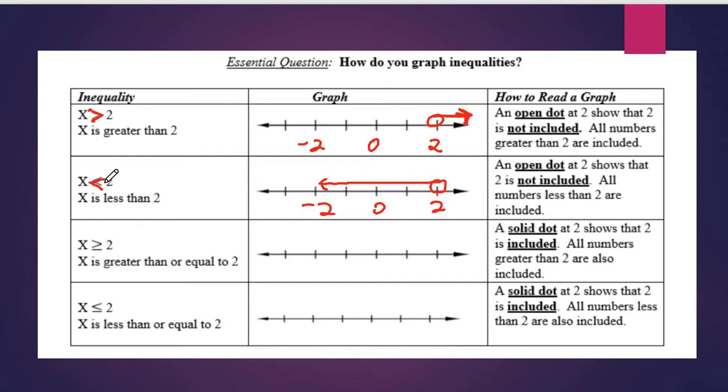That means if we had 0, 0 is less than 2, 1 is less than 2, -1 is less than 2, but 3 is not less than 2. So that's why all of these numbers over here are not included. 2 is not less than 2. Now when I look at the next one, I have x is greater than or equal to 2. So I'm going to put 0, 2, -2, and this time 2 is included and it is equal to it. So we can put 2 is greater than or equal to 2, 3 is greater than or equal to 2, and we can keep on going.